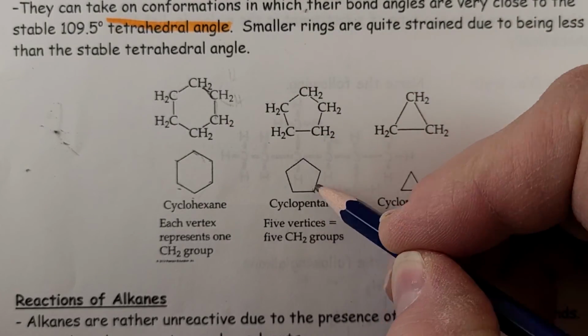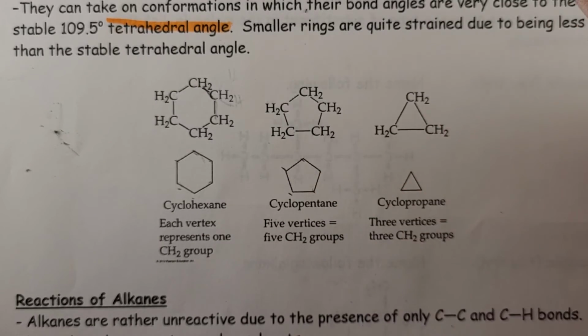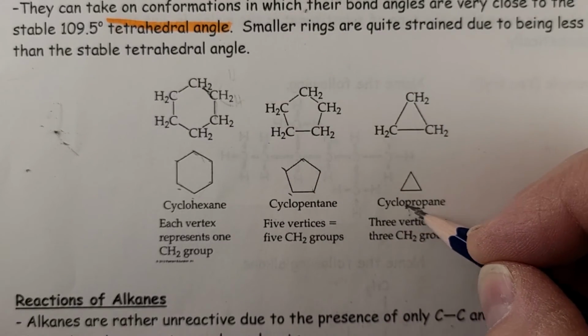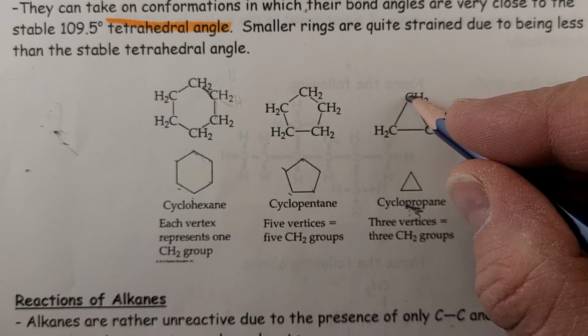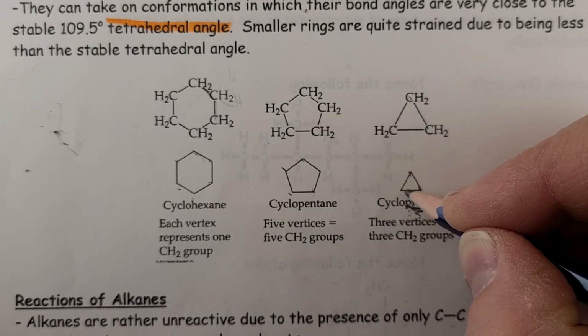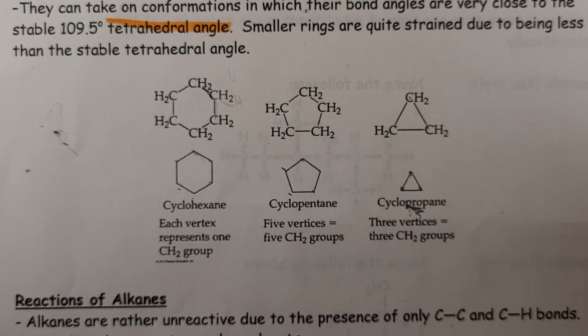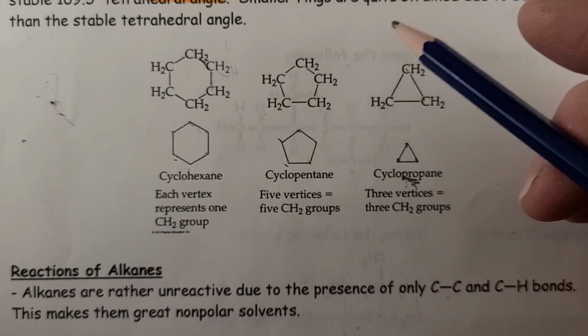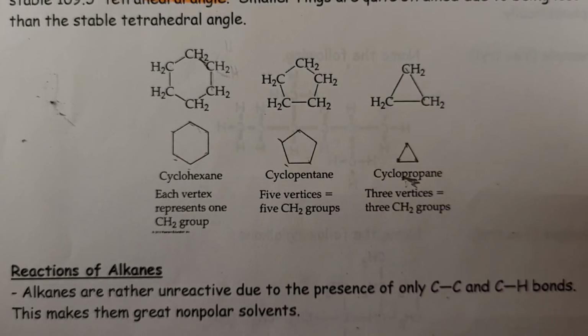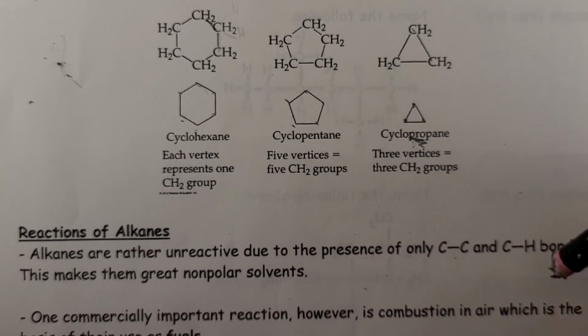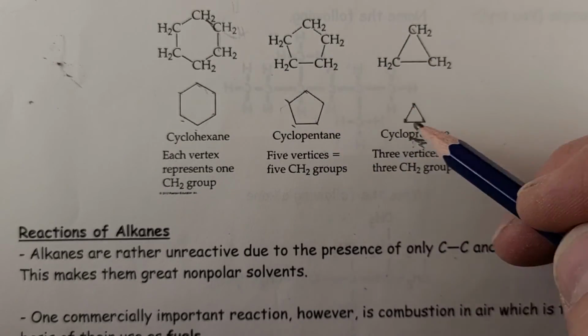Cyclopentane, 5 carbons, 1, 2, 3, 4, 5. There we go. Cyclopropane, prop is 3, so carbon, carbon, carbon, the vertices of that triangle. It's that easy, ladies and gentlemen. And of course you can get away with just simply writing the hexagon shapes, or pentagon, or triangle.